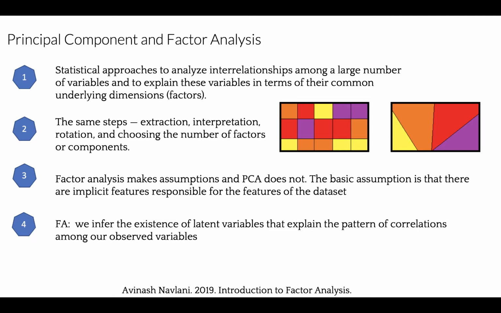The basic assumption is that there are implicit features responsible for the features of the dataset. In principal components, we define new variables, which are linear combinations of observed variables that summarize our input data. And the focus is on expressing the new variables, principal components, as weighted averages of the observed variables. In common factor analysis, we infer the existence of latent variables that explain the pattern of correlations, and thus we focus on expressing the observed variables as a linear combination of underlying factors.